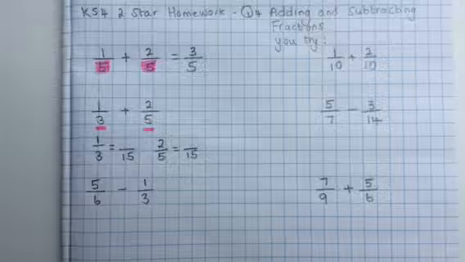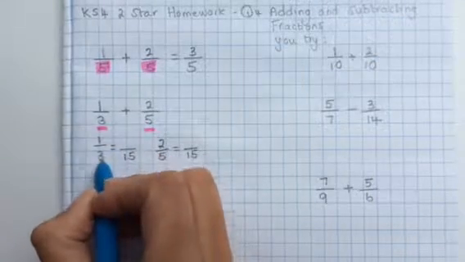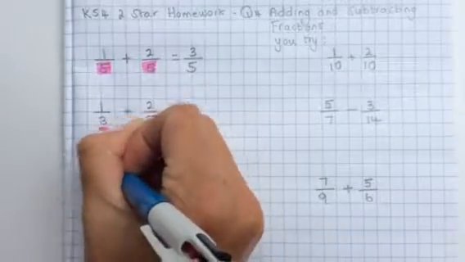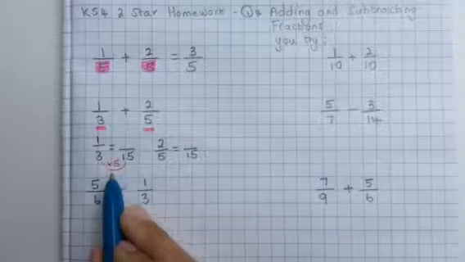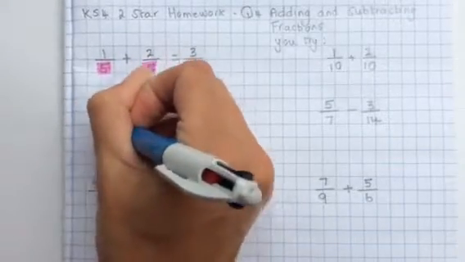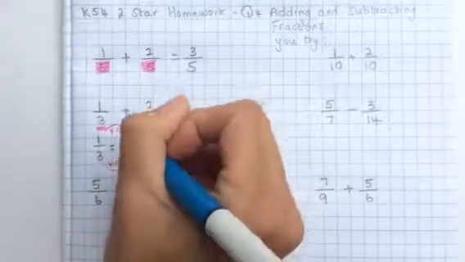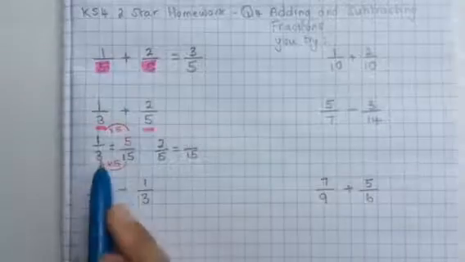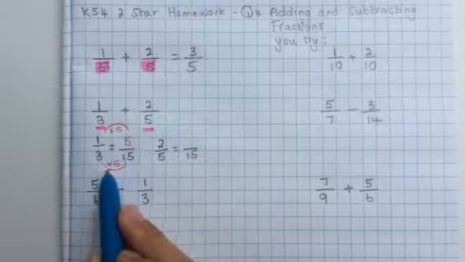So if we look at this, we can see that to make 3 into 15, we must multiply it by 5. Now if I multiply the bottom by 5, when it comes to fractions, we need to do exactly the same to the top, so I need to multiply the top by 5 as well. That gives us 1 times 5 is 5. So 1/3 and 5 over 15 are actually the same number.